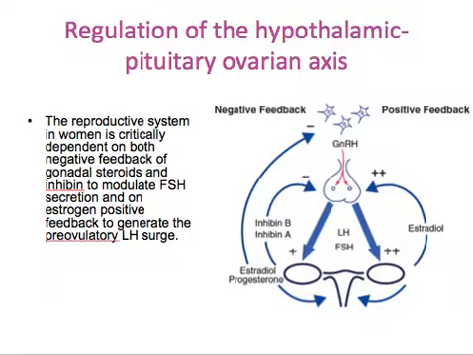So the reproductive system in women is critically dependent on the negative feedback of your gonadal steroids, your estradiol and your progesterone, as well as your inhibin A and inhibin B to modulate your gonadotropins LH and FSH. And your inhibin mostly is affected by the levels of your FSH. Okay? And the reproductive system is also dependent on the positive feedback of your estrogen to your anterior pituitary so that you will have the pre-ovulatory LH surge. So you have both negative feedback and positive feedback.